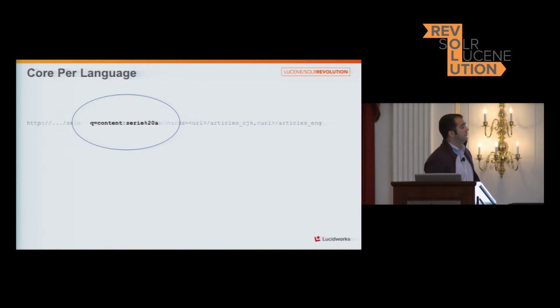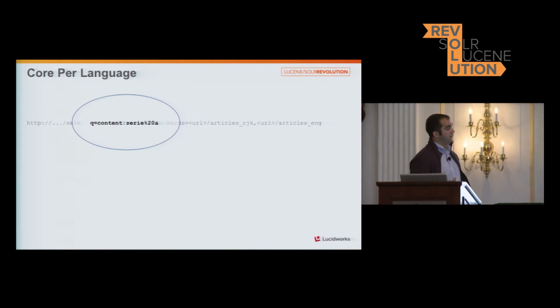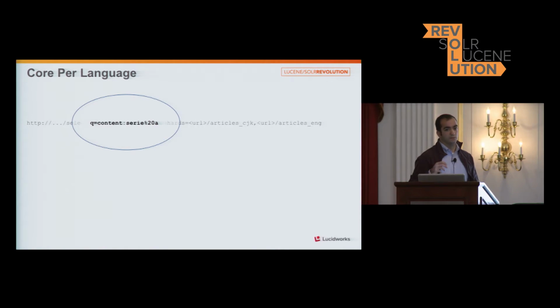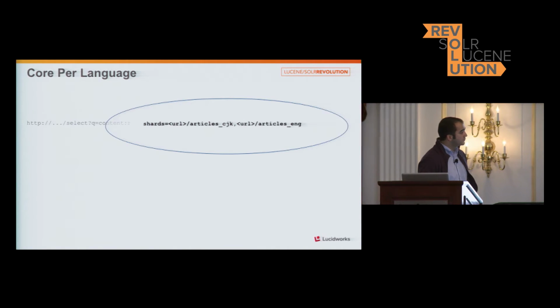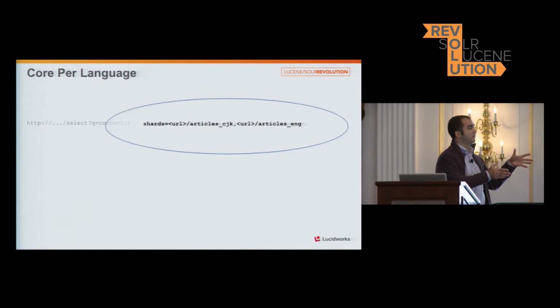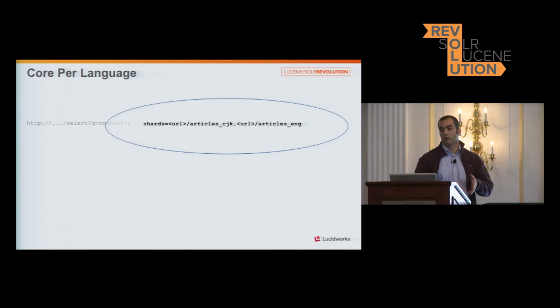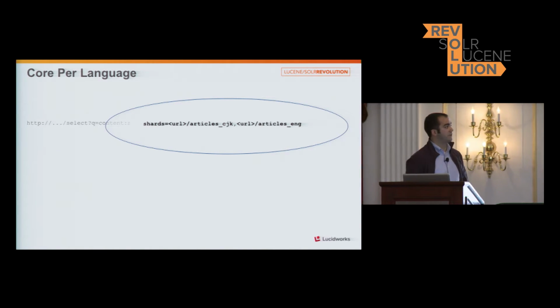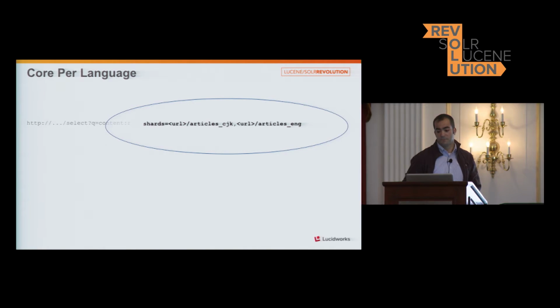So querying across the languages is a little different. In this case, you would specify your field. And then this is just taking advantage of Solr's distributed search functionality where you say, okay, I want this to go across these shards. And then you'll specify your articles English core, articles CJK core, et cetera. And Solr's distributed search takes care of searching across and federating results.